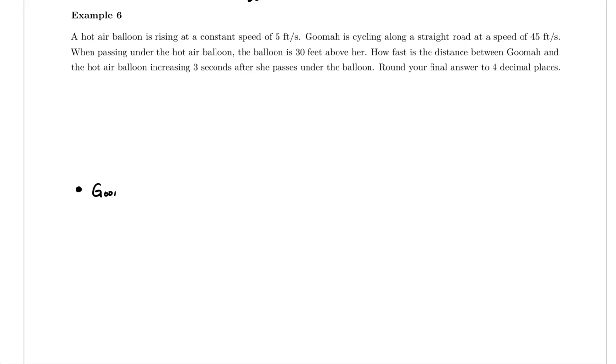Let's say this is Guma, and at the exact moment in time where she is passing underneath the hot air balloon, it is 30 feet above her. So let's say this is the hot air balloon, and this is directly underneath, and this is 30 feet. Okay, so what happens is 3 seconds later after she passes under the balloon. So 3 seconds later.